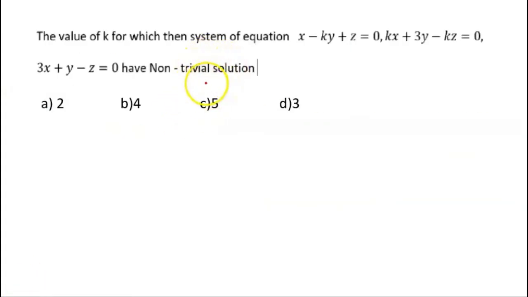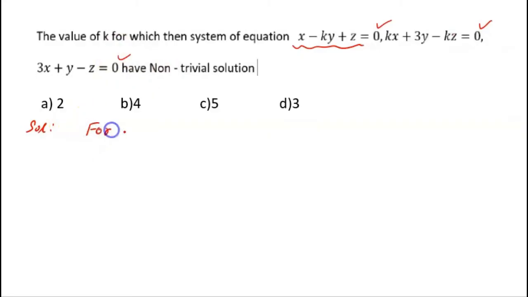Let us move to the next question. So this is a very popular question and this is repeatedly asked in different kind of exams. So they are asking what is the value of K for which the system of equations this and this have a non-trivial solution. So first point you need to notice here is that this is a homogeneous system of equations because we have zeros in the right hand side. And for a homogeneous system of equations, what is the requirement?